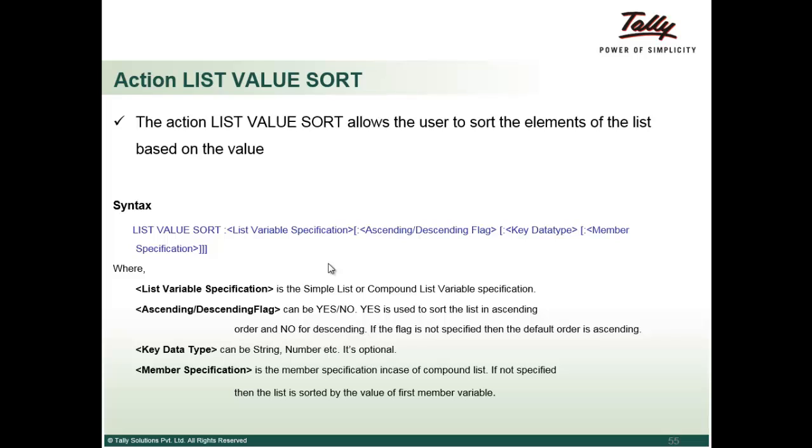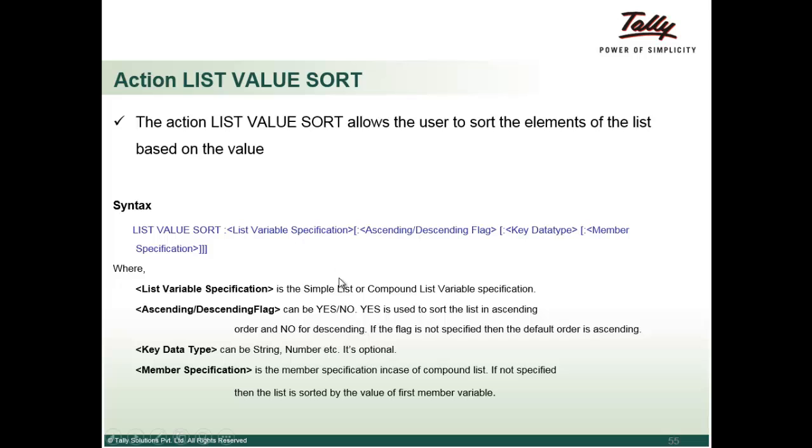That is, if you're applying a list value sort on a list variable and on the member employee name, and in the list variable there are two elements with the same employee name, then whatever key data type you have specified, if you have specified number, and if those two elements have a key, then based on the key those two elements will get sorted. And in case either one doesn't have a key or both don't have a key, then based on the insertion order, those two elements will get sorted.